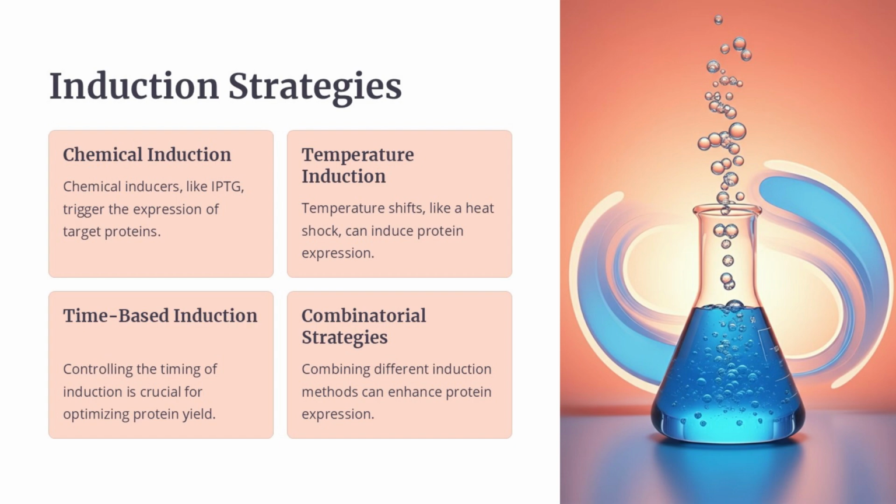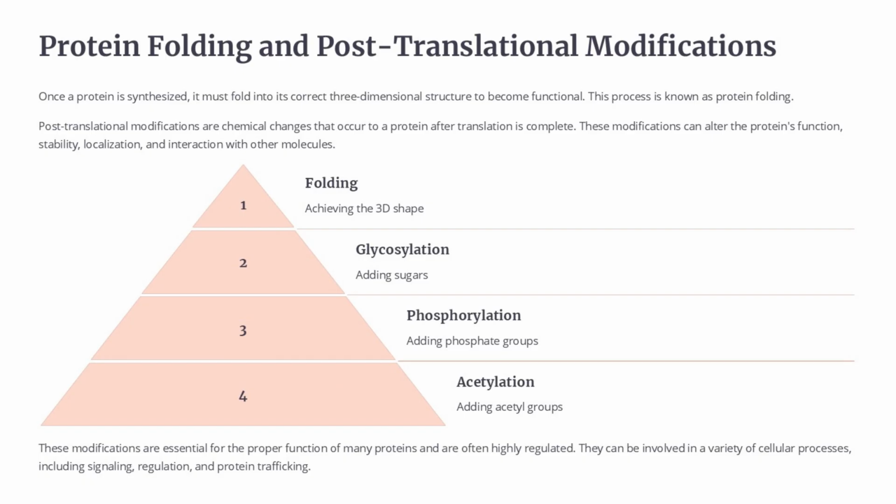expression and production. Protein folding is the process by which a protein structure assumes its functional 3D shape from a linear chain of amino acids. Post-translational modifications are chemical changes made to proteins after they are synthesized, which can alter the protein's function, stability, location, and interactions. Key post-translational modifications include glycosylation, adding sugars, phosphorylation, adding phosphate groups, and acetylation, adding acetyl groups.